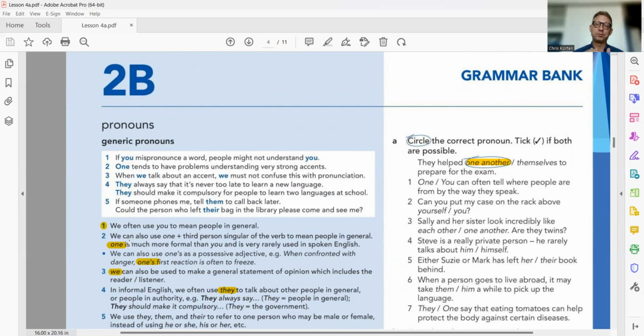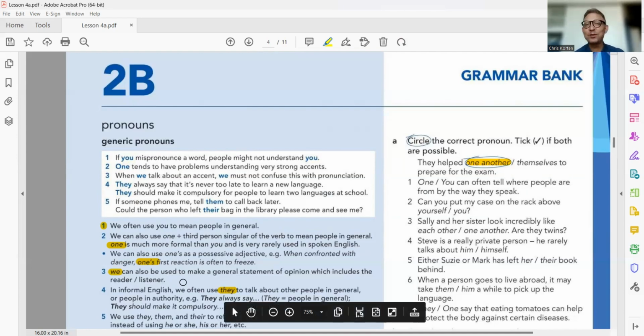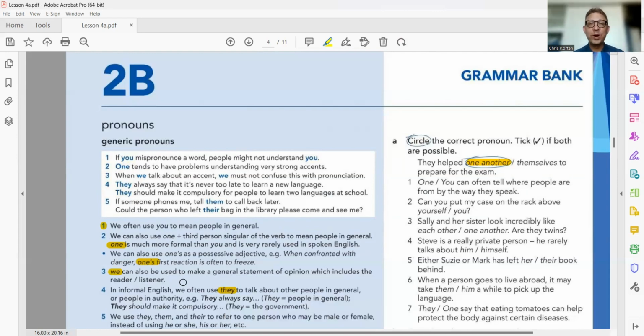Now, if you want to add a level of formality to that, you can say one. We normally don't do this unless it's a very official event. Or if you're writing, I use this when I'm writing. One tends to have, I'm looking at number 2 here now, one tends to have problems understanding very strong accents. So one is a formal use of you. Now we can also use we and they. So we have a lot of generic uses here. You, one, we, and they.